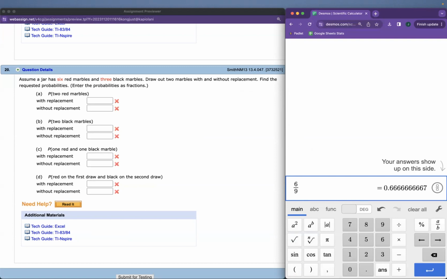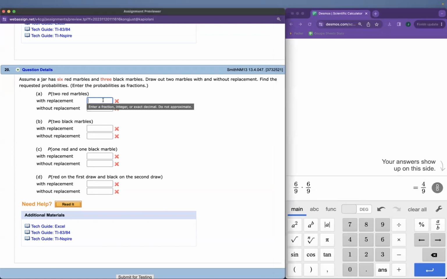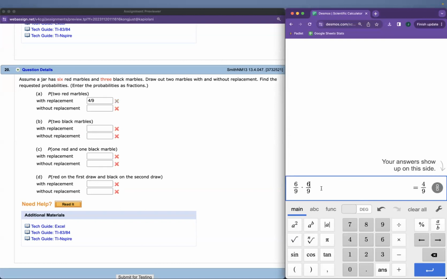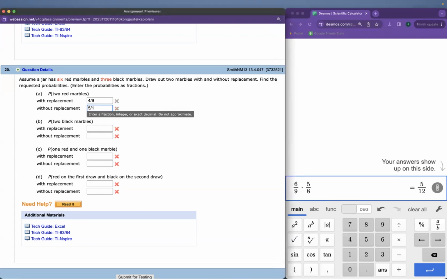And then you put that thing back, and then you draw it again. So with replacement, it's going to be 6/9 the second time you draw as well. I want that as a fraction, that's 4/9. Without replacement, this changes slightly because there's going to be 1 less red marble to pick, and there's 1 less marble overall. So it's going to be 5/12. That's the first question. Okay, question number 2, or letter B.